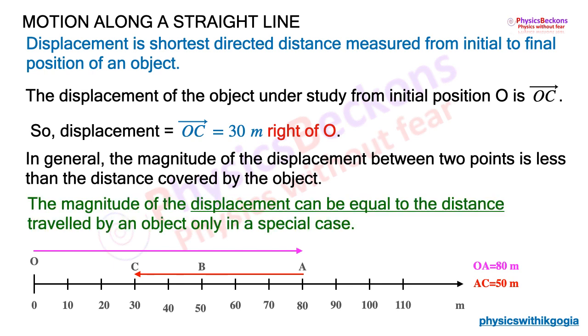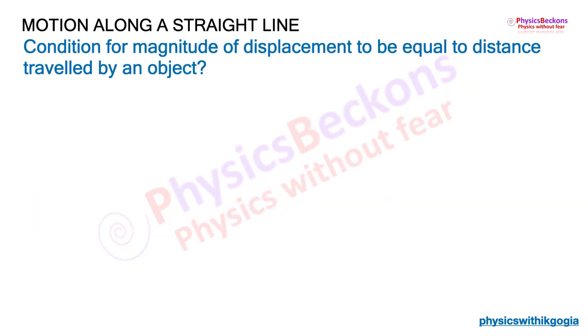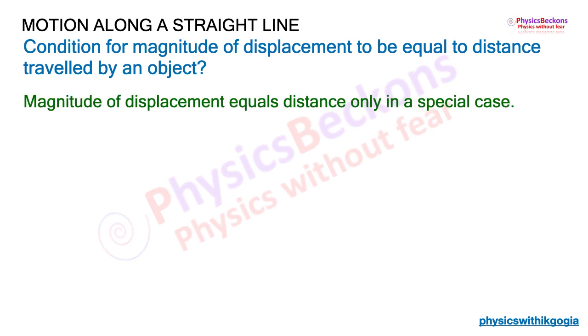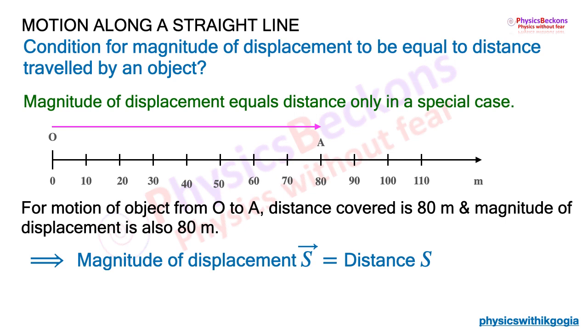The magnitude of displacement can be equal to the distance only in a special case, that is, when the object follows a straight path. So, let us see what is the condition for magnitude of displacement to be equal to distance traveled by an object. As stated earlier, the two are equal only in a special case. What is the special case? When the object moves from O to A, distance covered is 80 and magnitude of displacement is also 80 meter. This implies that magnitude of displacement S is equal to distance S, because the body or the object is moving along a straight path OA.